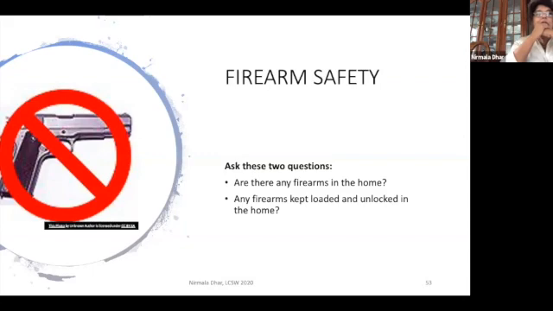And Angela and Kelly, if you don't mind just reading out any comments that are coming in in terms of what they would do.